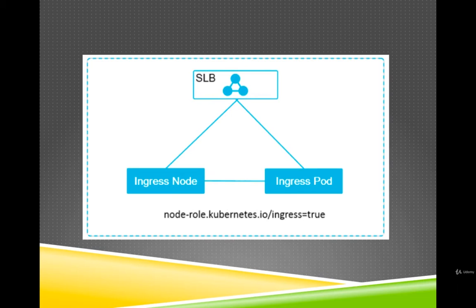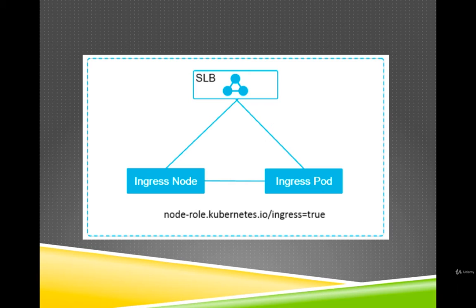Now, ingress server load balancer is the front-end server load balancer instance of the ingress access layer. Ingress node is the cluster node in which the ingress pod is deployed. Ingress pod is the ingress service. The ingress server load balancer, ingress node, and ingress pod are associated based on the tag node-role.kubernetes.io/ingress is equal to true.